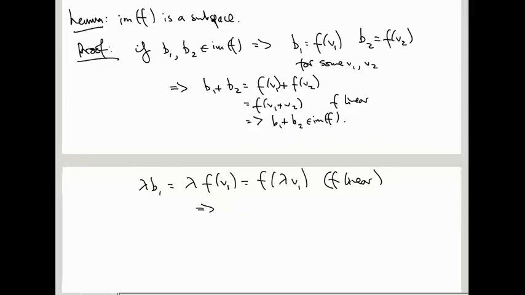And this tells us that lambda B1 is F of something. So lambda B1 is in the image of F. So as usual, the properties of F being linear are exactly what we need to prove that the image of F is a subspace.